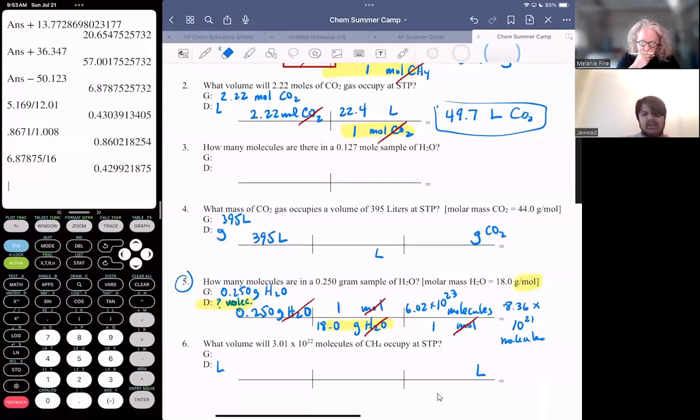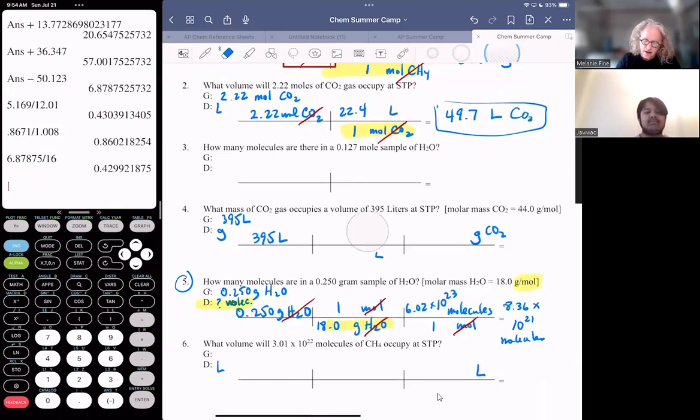What can we convert liters to? I don't know, I'm sorry. Okay. In order to figure out the mass of a certain volume, we need to know how many moles we have, because we only know the mass of a number of moles. That's what the periodic table tells us, the molar mass. 395 liters doesn't mean anything until I convert it to moles.